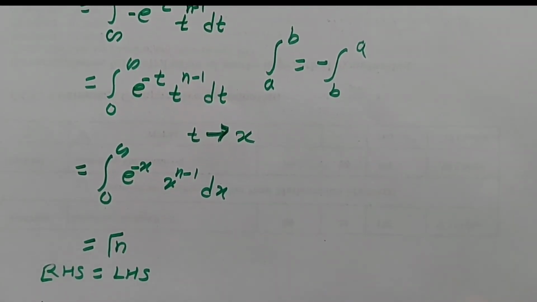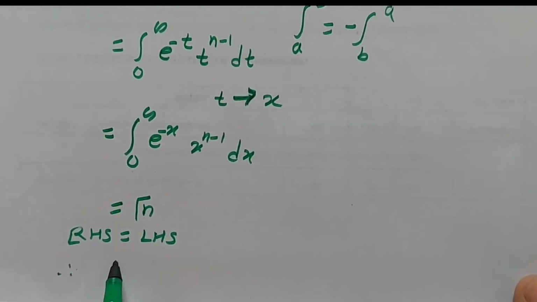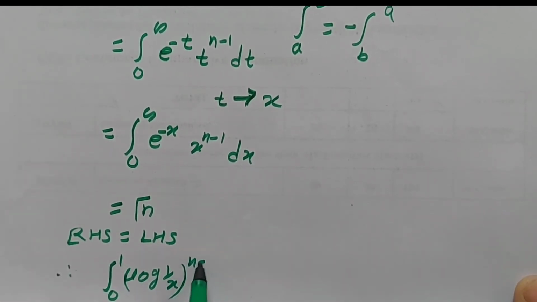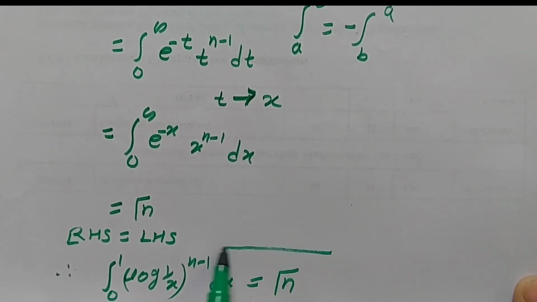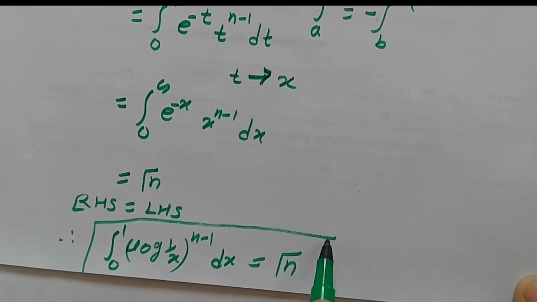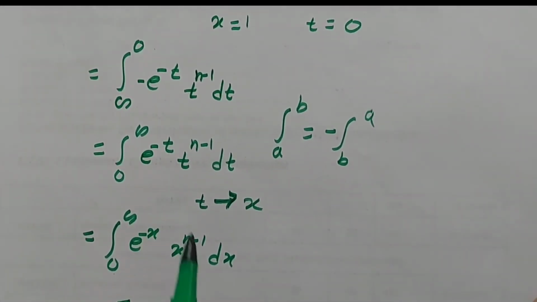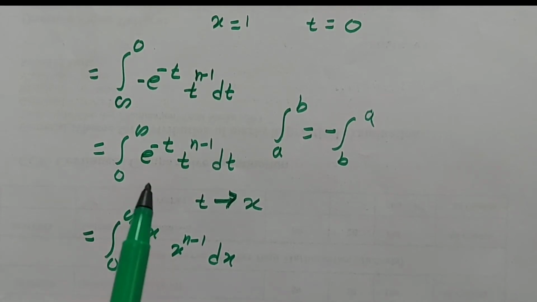So therefore, we can say integral 0 to 1 log of 1 by x raised to the power n minus 1 dx is equal to gamma n. Hence proof. And see, here we have changed the variable t to x. So is this possible? Yes, it is possible.